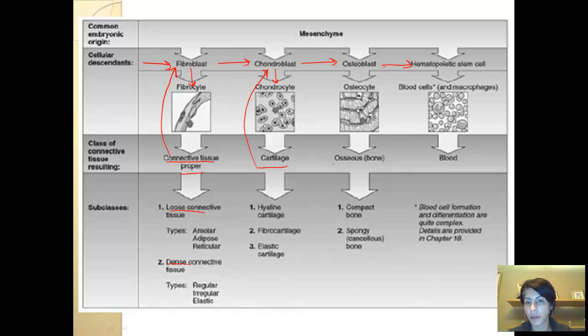In bone, osteoblasts are the progenitors to osteocytes, which are the cells, again, responsible for making the bone tissue. And blood, we refer to as hematopoietic stem cells, and those go on to be red blood cells and white blood cells.